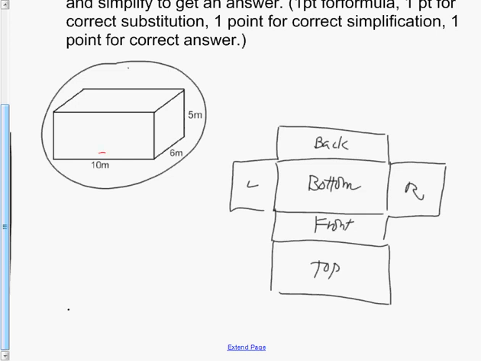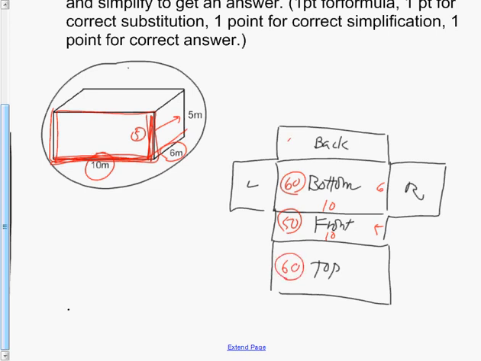So the bottom, I can see my measurements there for the bottom rectangle, which is 10 and 6. So I'm going to put 10 and 6 in here. And my area of that bottom rectangle is length times width, so it's 60. The front, which is right here, is this one times this one. And since this one doesn't have a number, I have to go over here to find it, which is 5, right? So the front is going to be 10 multiplied by 5, which is 50. And the bottom and the top are the same, so I can put a 60 in here. And the front and the back are the same, so I'm going to put a 50 in there.